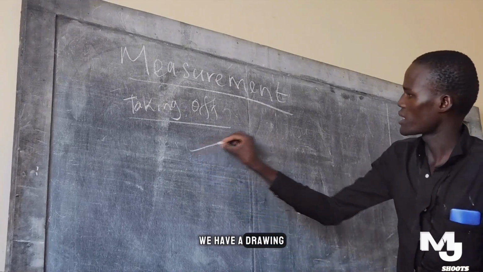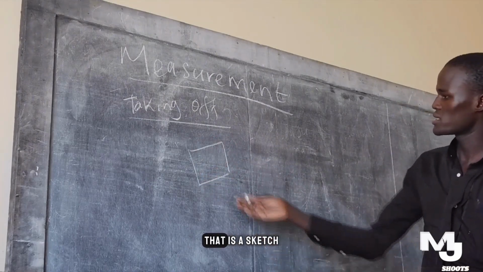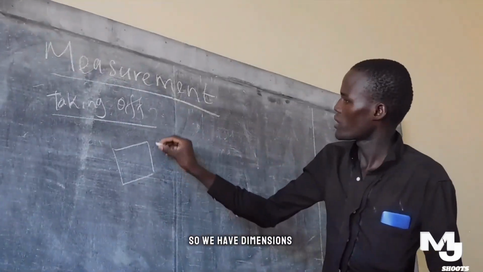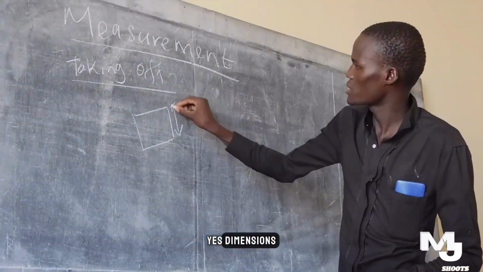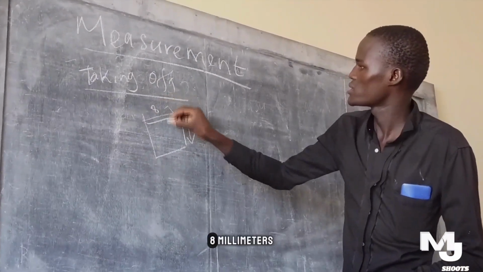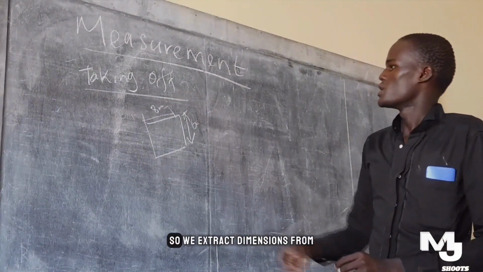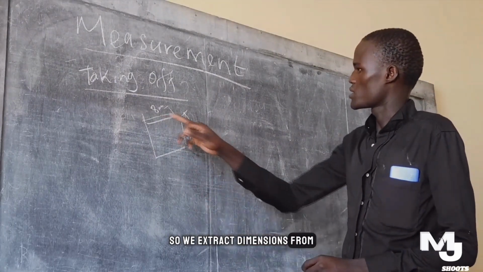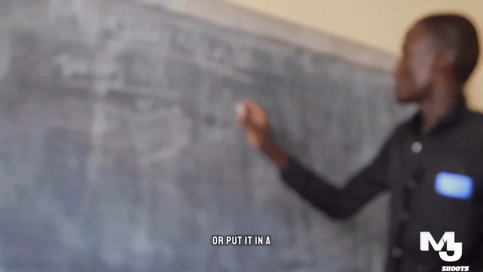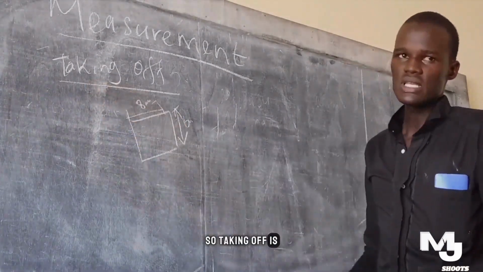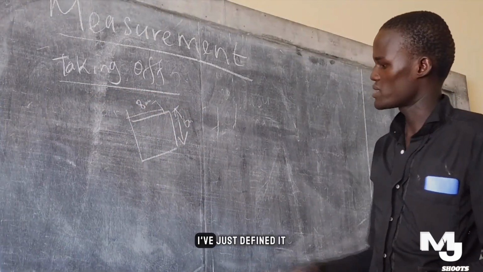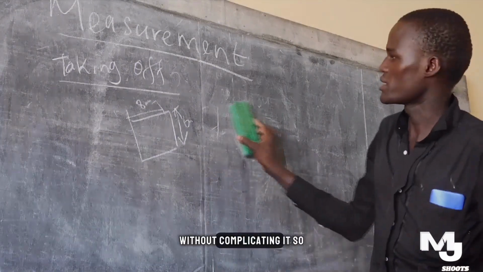For example, we have a drawing like this one. Let's say this one is just a sketch. This is a plan, a house plan. So we have dimensions. Dimensions are just the measurements. So we have 6, 8 millimeters. So we extract these dimensions. We take this dimension, then we put it in a dimension paper. So taking off is extracting dimensions from a drawing. That's in simple terms. I've just defined it in simple terms without complicating it.